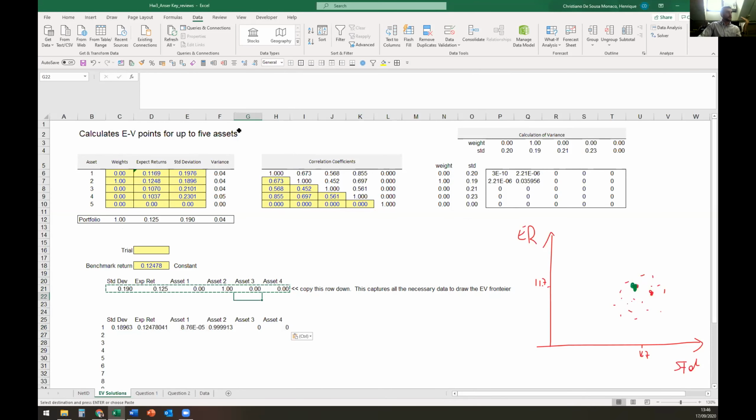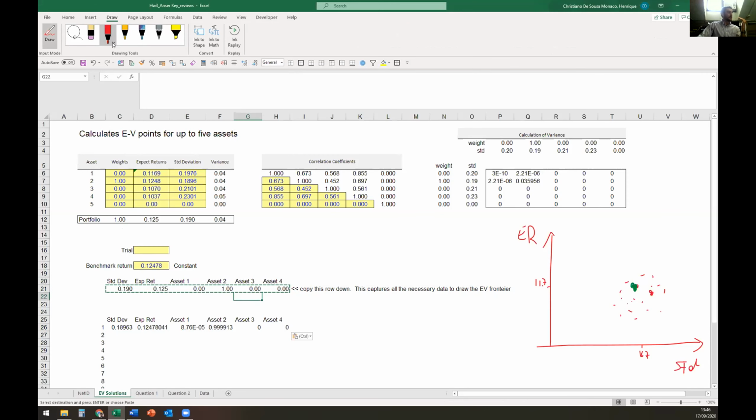So the answer here, basically, solver is saying, if you want this amount of return, the only way that you can do that is have 100% of your money on asset two, right? And indeed it is, because if you remember, the weighted average of the returns of the assets in a portfolio is equal to the expected return of the portfolio. So this is the highest that we can have here. So it's 12.5 and 18. So it's gonna be somewhere like here, I don't know.